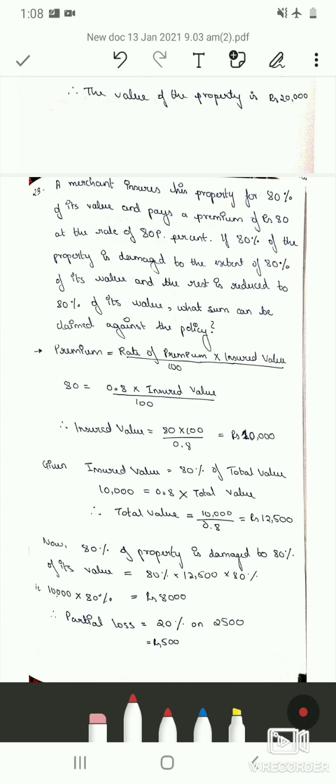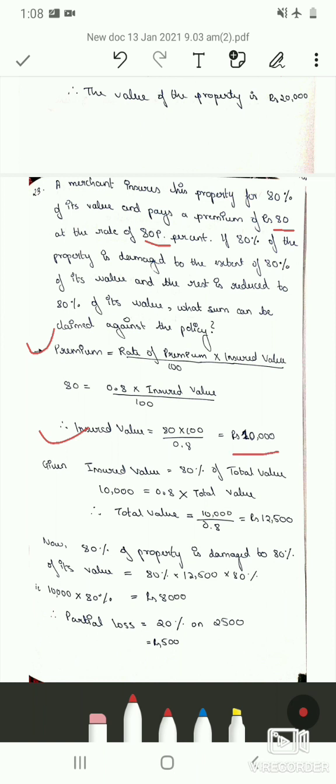In this question they have given the value of premium, which is rupees 80, and the rate of premium as 80 paise per cent. Using these two pieces of information we can find the insured value. Premium is equal to rate of premium into insured value by 100. So premium is 80, rate of premium is 80 paise, which can be written as 0.8, into insured value by 100. Therefore insured value is 80 into 100 by 0.8, which is rupees 10,000.